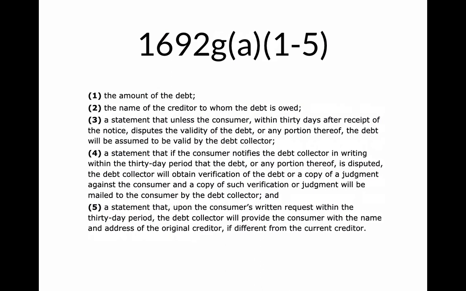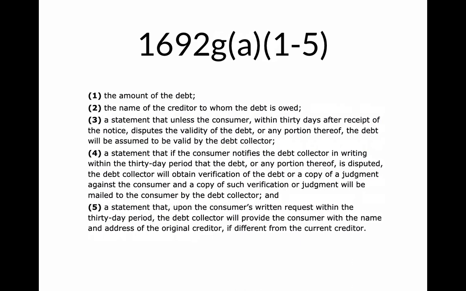Number 4, if the consumer notifies the debt collector in writing, so this is not verbal, this is in writing, within that 30-day period that the debt or a portion of it is disputed, the debt collector will obtain verification of the debt or a copy of the judgment against the consumer, and a copy of such verification or judgment will be mailed to the consumer. So let's kind of unpack that a little bit.